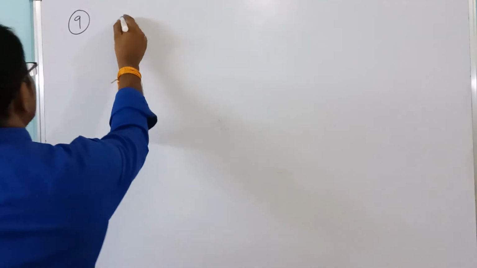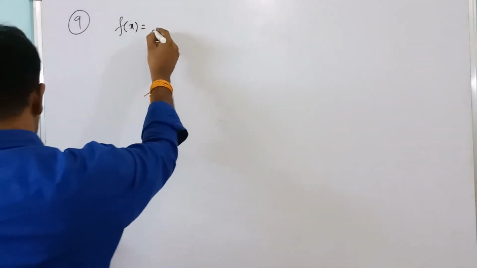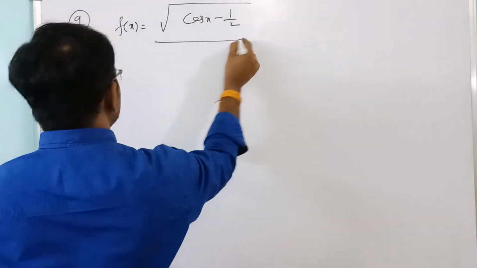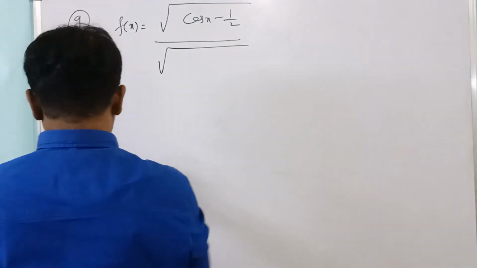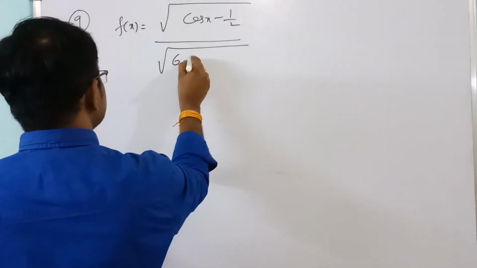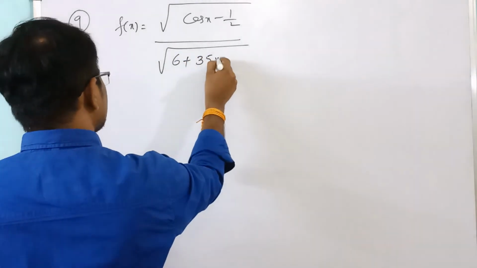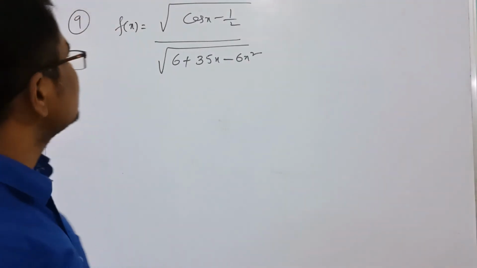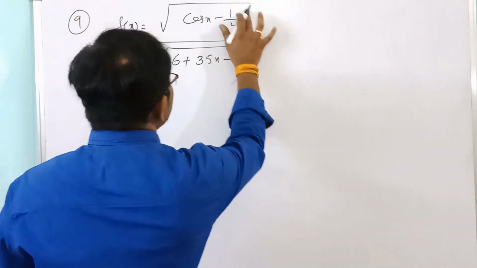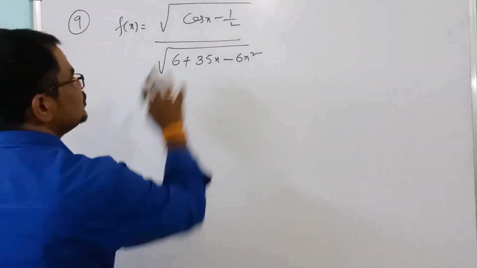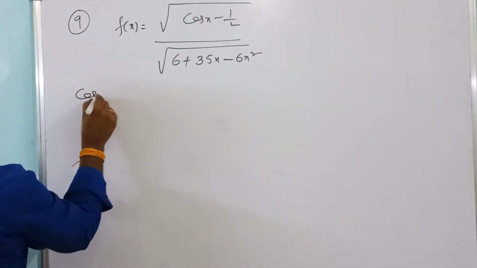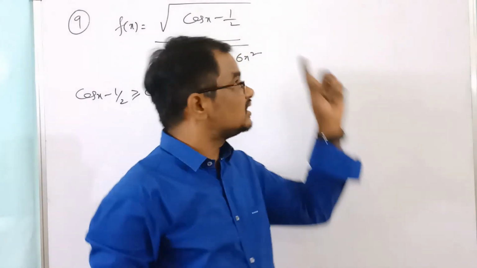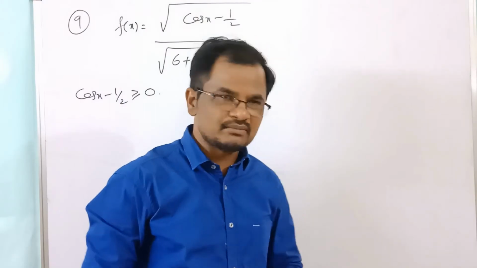That is, find the domain of the function f of x equal to root of cos x minus 1 by 2, divided by root of 6 plus 35x minus 6x squared. Here also we know that this is in the numerator and under root. Numerator and under root means cos x minus 1 by 2 greater than or equal to 0 is also possible, because under root 0 in the numerator gives a real number only.